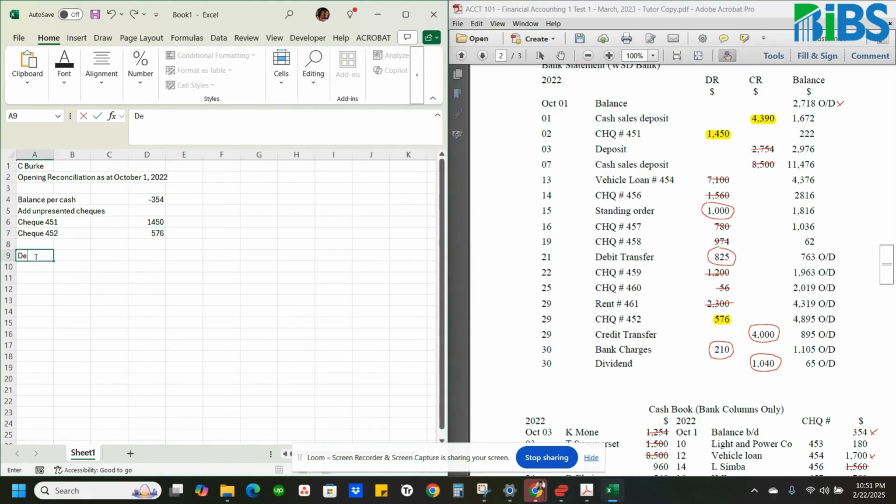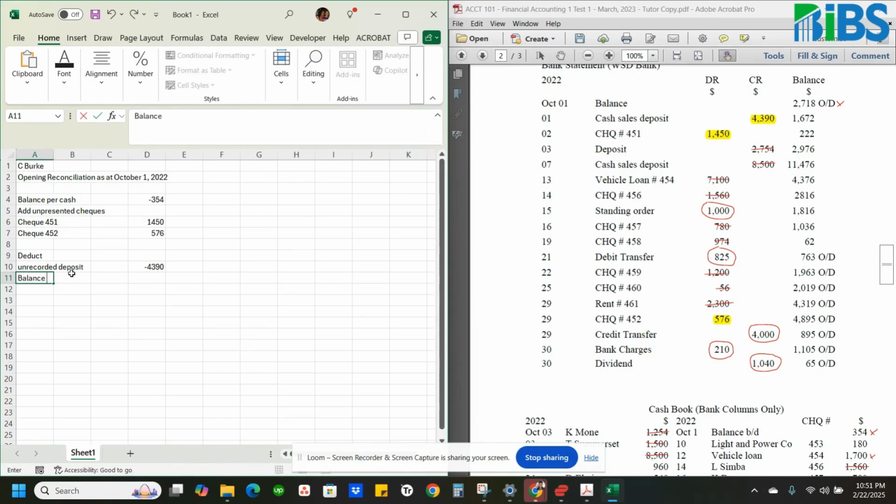So now we can review what we have on the credit side of our bank statement and start deducting that. So we're going to deduct that unrecorded deposit. That's the only one we see in this question. And that amount is $4,390. Negative because we're deducting it. And it looks like we have everything.